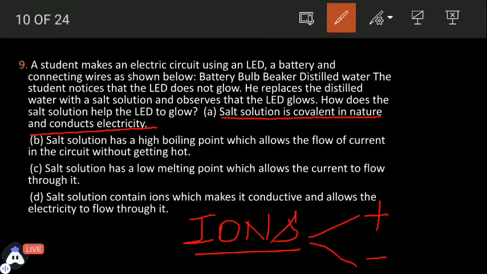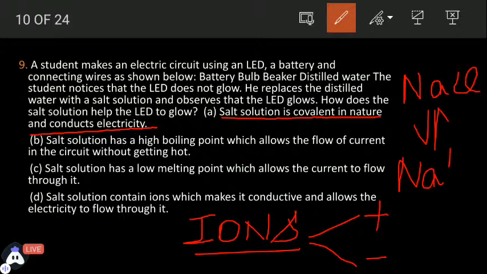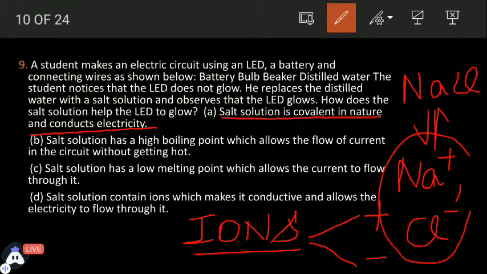जो भी आयोनिक कंपाउंड है, जैसे अभी हमने बात करी थी NaCl की, NaCl splits up into two things. And what are those two ions? That is Na positive and Cl negative. These are the two respective ions. And since the ions have been formed, it is responsible for the conduction of electricity. So the correct option is the D one. Salt solution contains ions which makes it conductive and allows the electricity to flow through it.